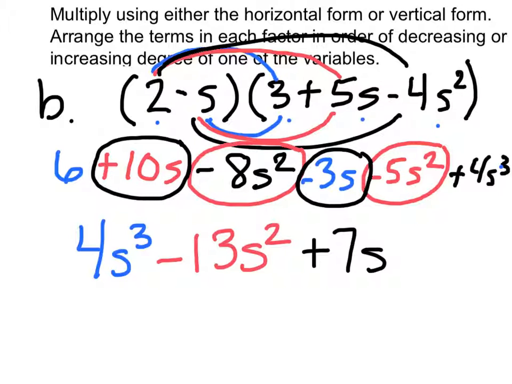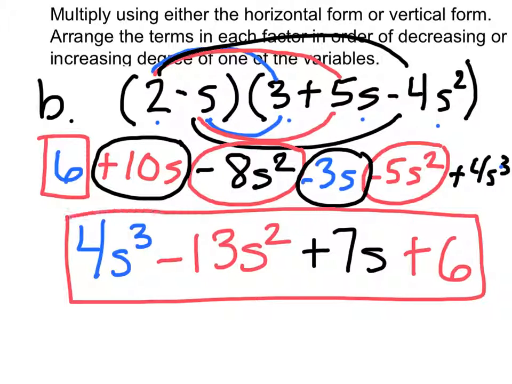And finally, the last thing I have is an s to the 0, or in other words, no exponent, which I have right here in this 6. That's what goes at the back, and I get a plus 6. So my final answer here in order is 4s to the third, -13s to the second, plus 7s, plus 6. So that's what they're talking about when putting it in order from increasing or decreasing degree.